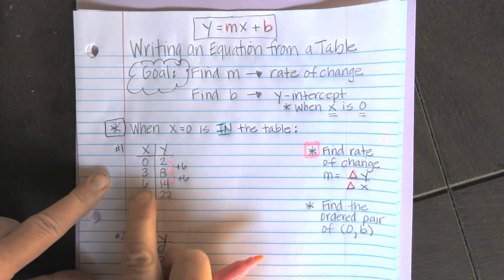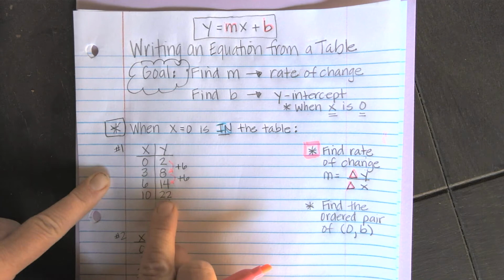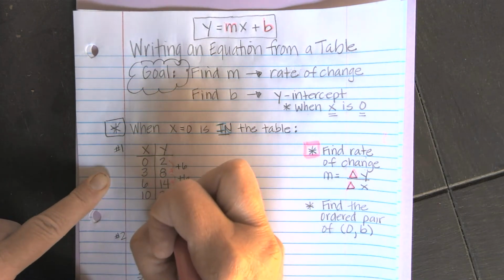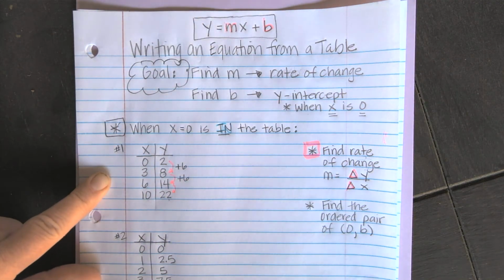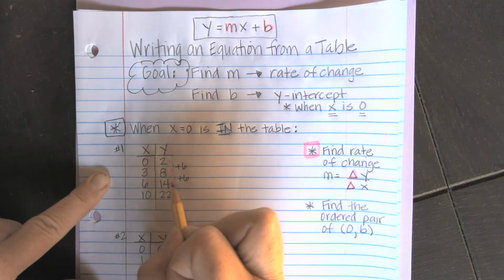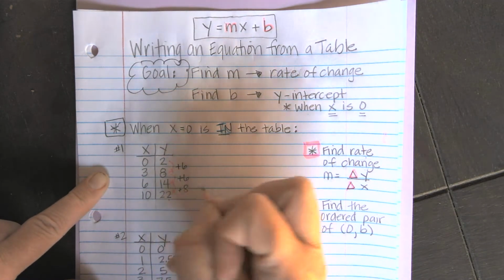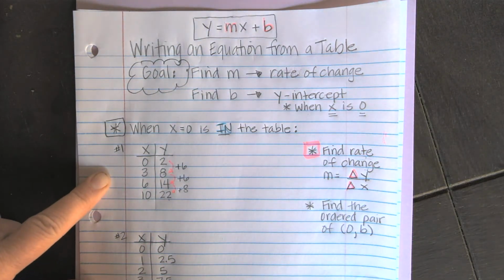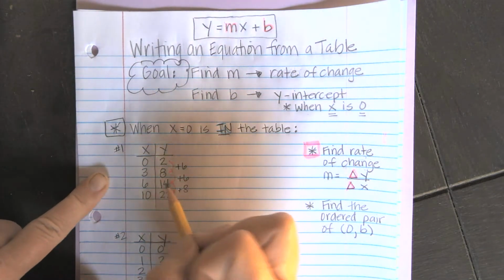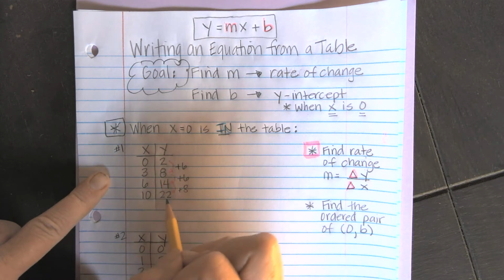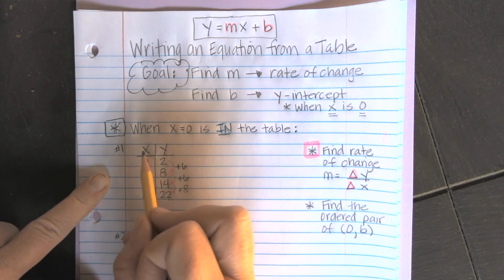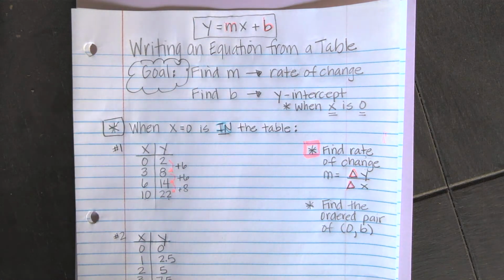Now notice from 14 to 22, that one's a little bit different. 14 to 22, that's 6, 7, 8. We increased by 8 there. But I'm going to see if that makes a difference. So now that we have our change in y, let's see what our change in x is.